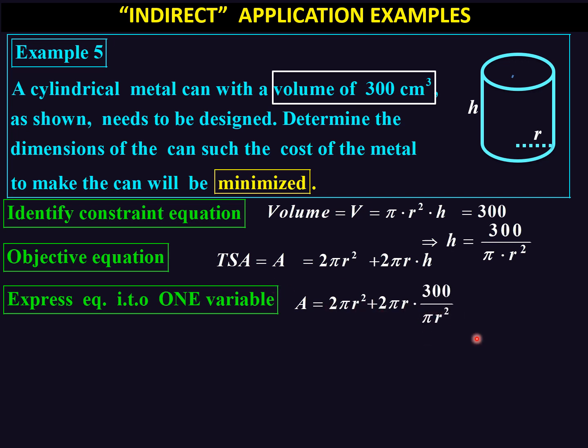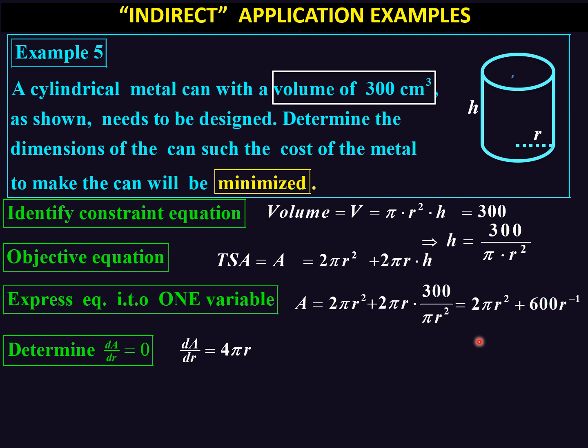We need to simplify that. You can see the pi and the pi there will cancel. That r can cancel that r squared. So we end up with a simplified version, 2 pi r squared. And that will give, instead of saying divide by r, we write down r to the negative 1. 2 times 300 is 600. So there we have our objective equation. We want to differentiate and put it equal to 0, dA/dr, or you can say A prime.